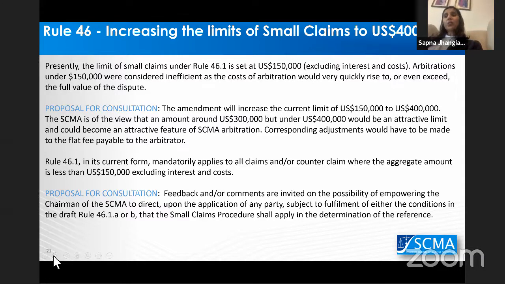Many other small claim procedures of other institutions proceed in a similar way, where there is an application made by a party for the small claims procedure, and the chairman or decision maker at the institution will decide whether or not the small claims procedure should apply. So it gives more options for the small claims procedure than what we currently have, which is either it's mandatory because of the value of the claim, or it's by the agreement of the parties. This could certainly widen the category of cases in which the small claims procedure may be applied.